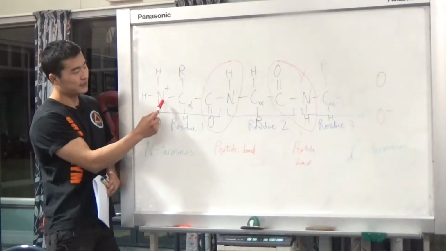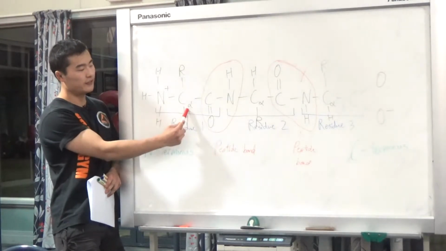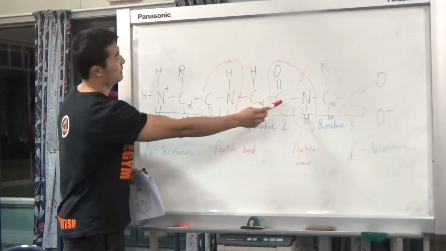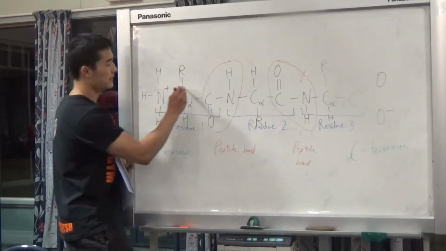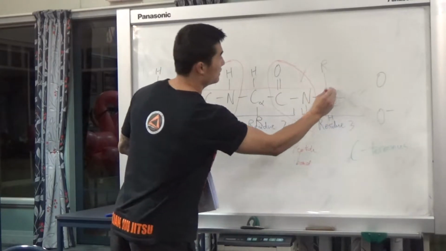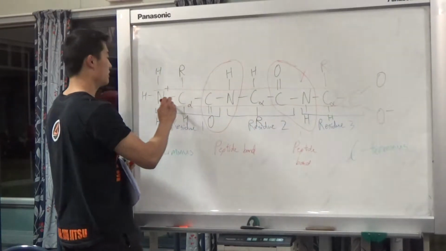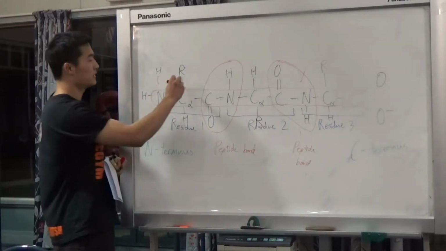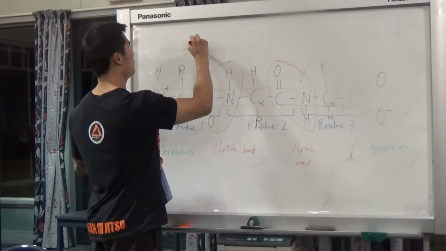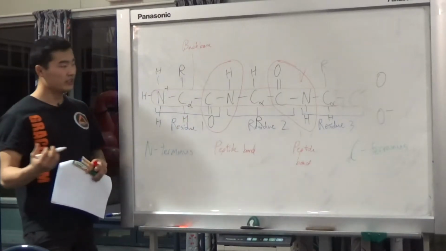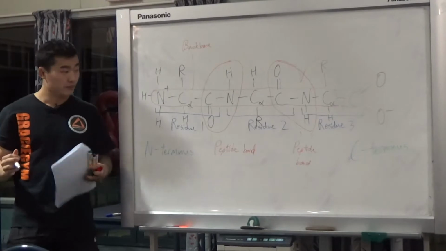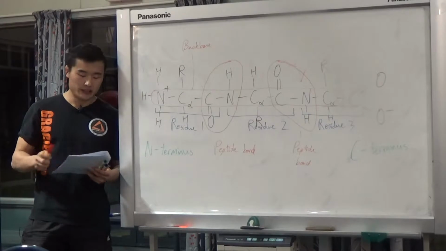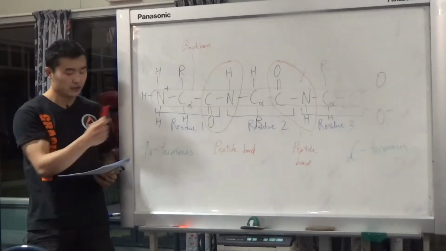So the backbone is this N, the nitrogen, alpha carbon, carboxyl carbon, nitrogen, alpha carbon. So this here is the backbone of the protein. That's the backbone, or what you call the main chain. The hydrogen bonds are going to be forming between the groups coming off there.